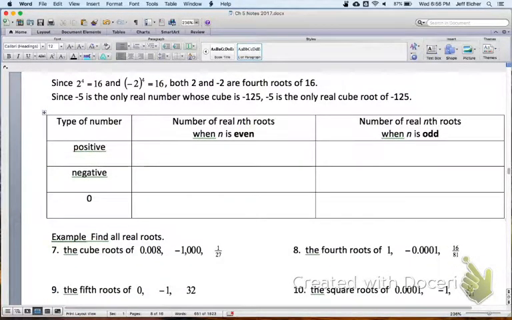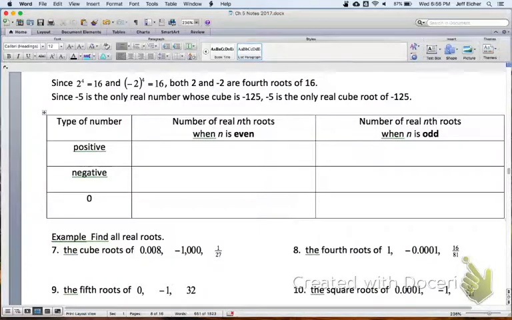So since 2 to the 4th is 16 and negative 2 to the 4th is equal to 16, both 2 and negative 2 are 4th roots of 16. It's kind of a positive and negative issue. However, since negative 5 is the only real number whose cube is negative 125, then negative 5 is the only real cubed root of negative 125. We can kind of generalize this in this table below.